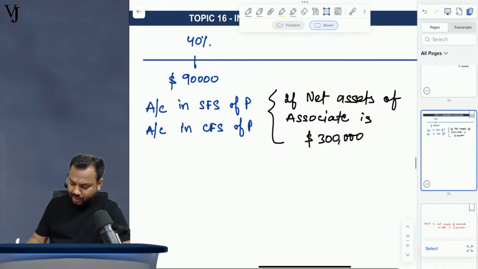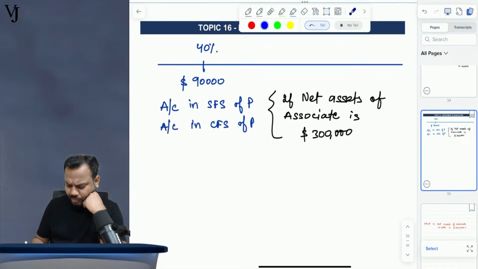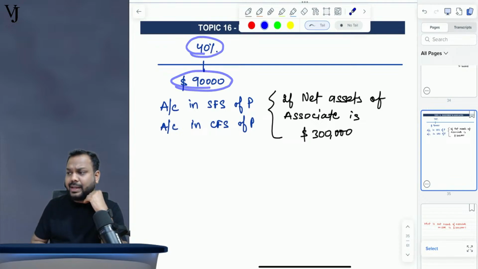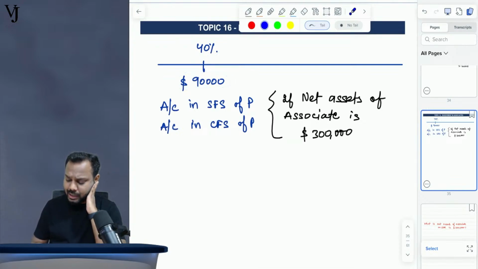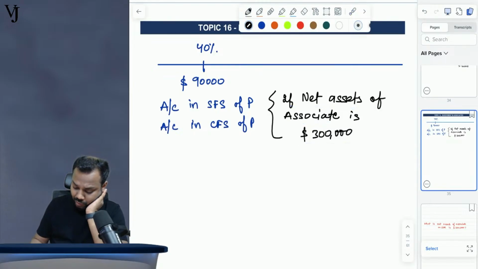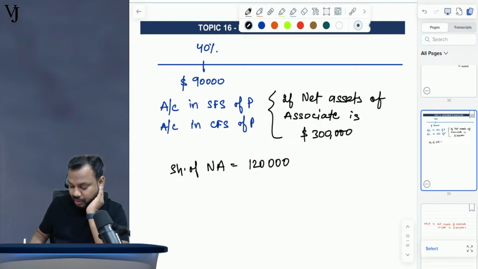Now understand, let's suppose parent has acquired 40% of an associate paying $90,000. What will be the accounting in the books of individual FS of parent and the group FS if net assets on the date of acquisition is 300,000? So now tell me, what is the share of net assets? 300,000 multiplied by 40% is 120,000, right? What is the investment made? 90,000.